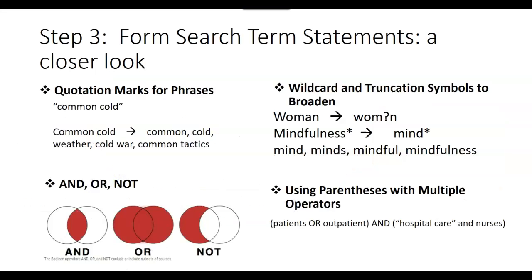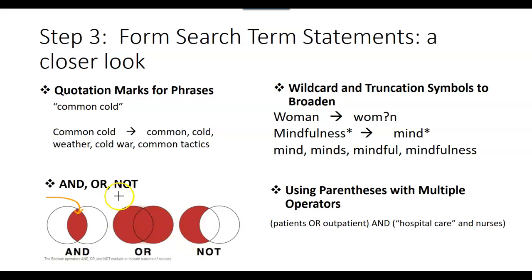Boolean operators: the and, the or, and the not. These are used in all databases. So the and, in the bottom corner here, you're going to see this section, it means that when you use two terms, the maroon section here is what the results will be. So nurses and mindfulness, you only look for the results where both overlap, where both are included.